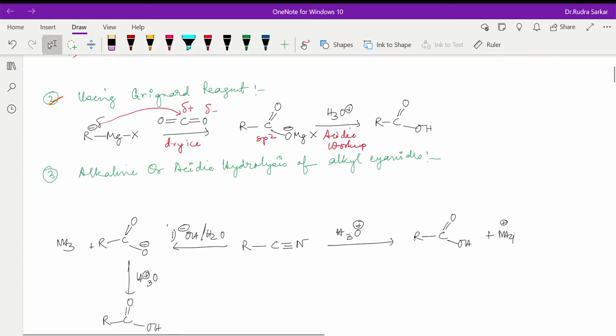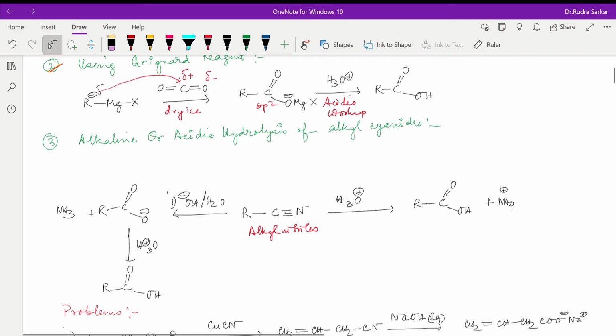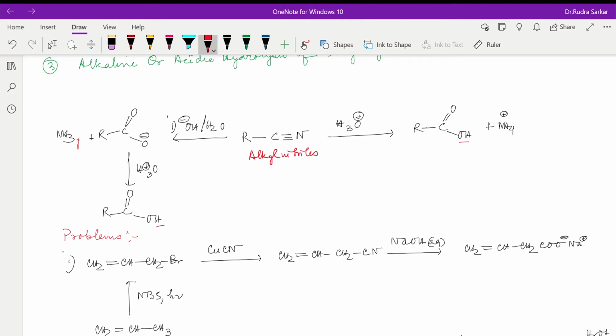Also alkyl nitriles, these are your alkyl nitriles, and they can under the treatment of acid or alkali undergo hydrolysis to produce the acid. So when you are using acid, the acid is directly formed. However, when you are using the alkali medium, then obviously over here the carboxylate ion will be formed, with the release of the ammonia. However, on further acidification, the acid molecule will be obtained.